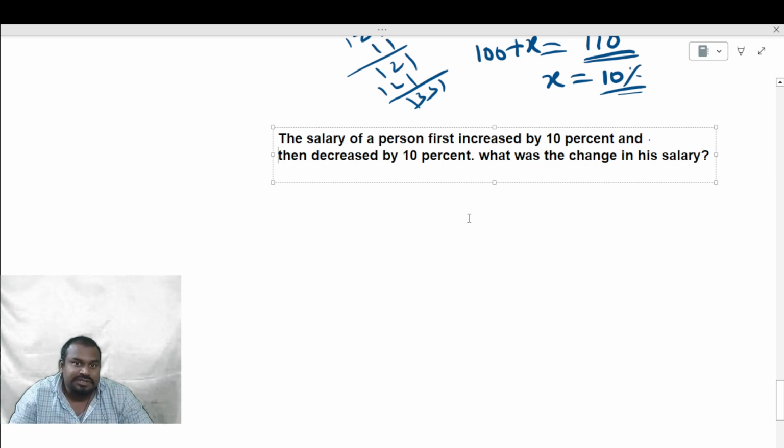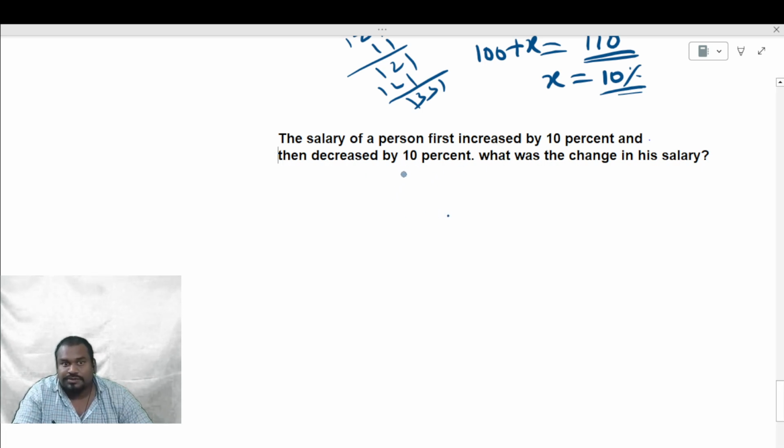The salary of a person first increased by 10% and then decreased by 10%. What was the change in his salary? This is a question which was asked, almost not exactly the same question. The same model will be asked in many exams. Very, very important model it is. If you solve with the procedure, it takes time, but these types of things you have to remember.